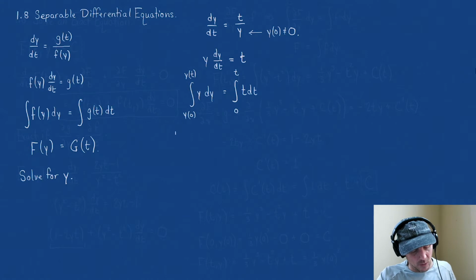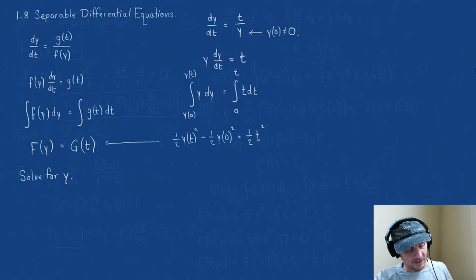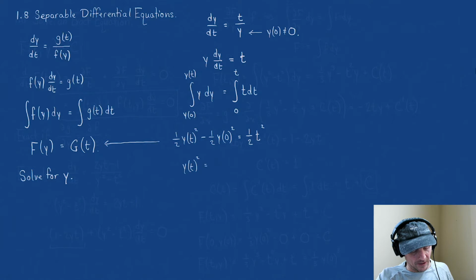Well, this just becomes 1/2 y of t squared minus 1/2 y of 0 squared equals 1/2 t squared. And now look at this. We are right here. So our last step is to solve for y. I'm going to multiply both sides by 2. So y of t squared minus y of 0 squared is equal to t squared.